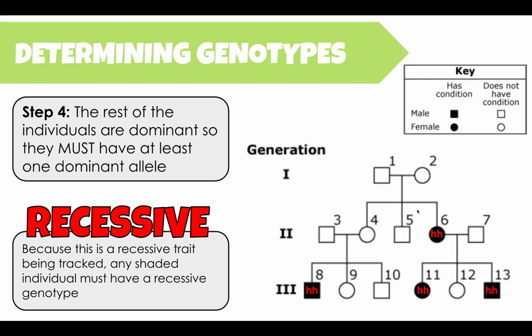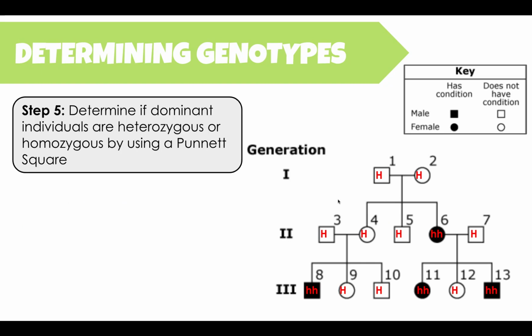So they must have at least one dominant allele. So I can go through and for everyone else put dominant alleles in, but only one. I don't know if those individuals are big H or big H, little h. So the next step would be to determine if these dominant individuals are heterozygous or homozygous. I'm going to need to use Punnett squares to figure out. It's kind of like a puzzle if they're big H, or big H, little h.